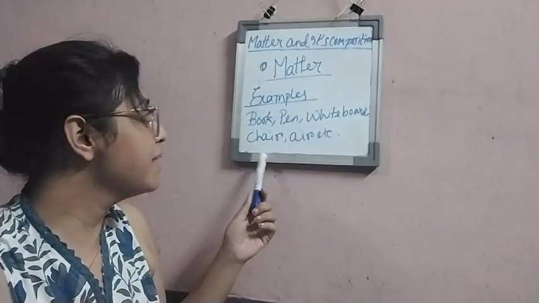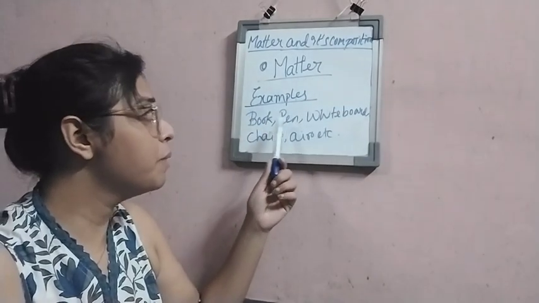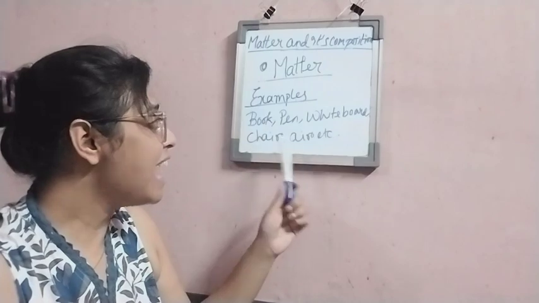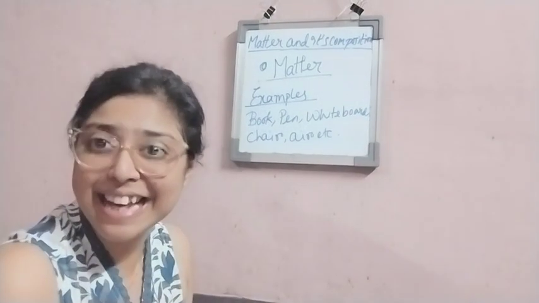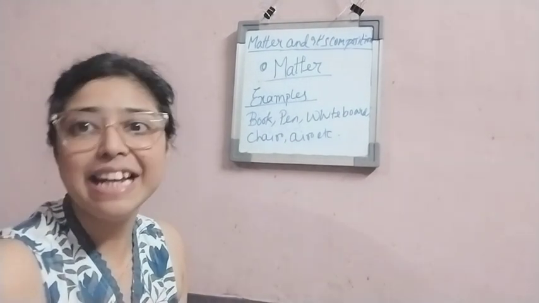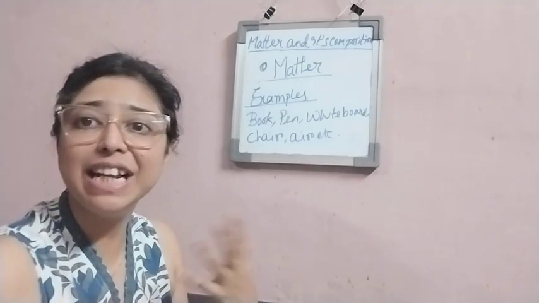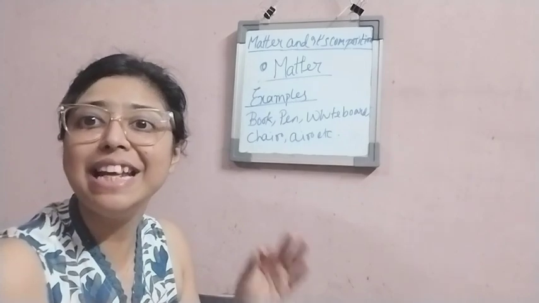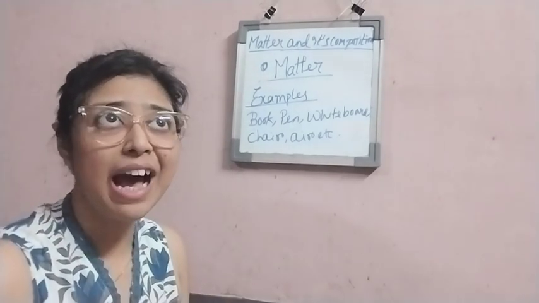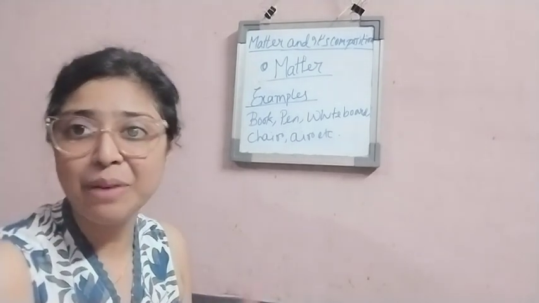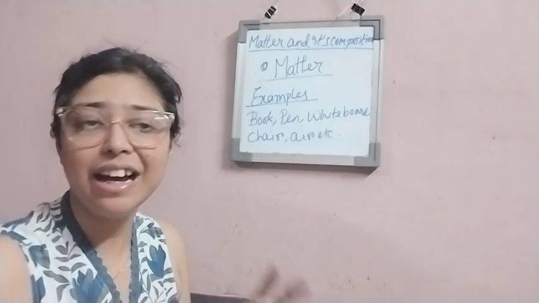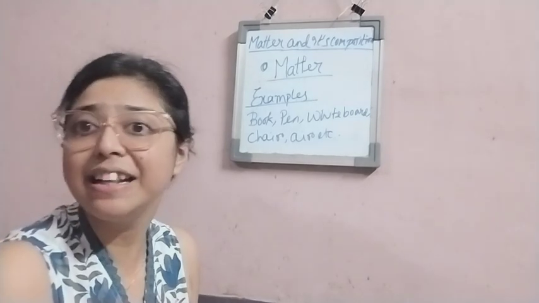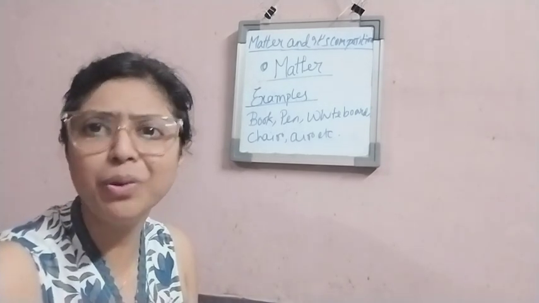Here are some examples of matter: book, pen, whiteboard, chair, air, etc. Yes, the last example is air. Air is also matter. It occupies some space, and we can feel it by our senses, but we can't touch it or push it, we can only feel it. In this room also, I can feel that air is there, because if air is absent, it is impossible for me to breathe in. Air is present everywhere, we can feel it but we can't touch it.